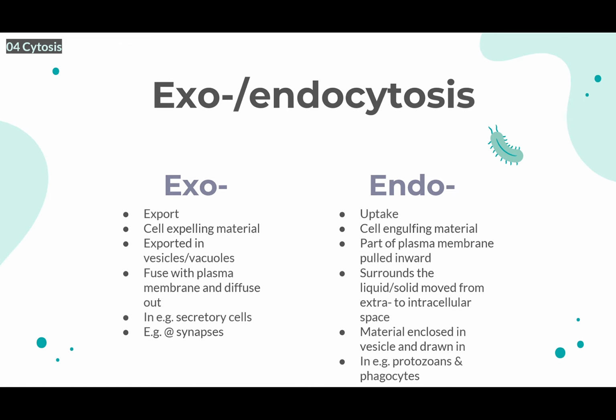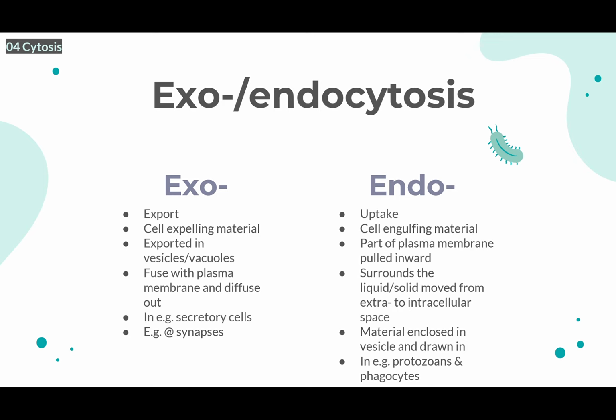And here are the two different kinds of cytosis, starting with exocytosis, exo like export, and it means that the cell is expelling material, and this material is exported in vesicles or vacuoles, which I've also mentioned in my video on the ultrastructure of the cell. In order to be exported, the vesicles fuse with the plasma membrane and diffuse out into the extracellular space, and thus they are expelled.